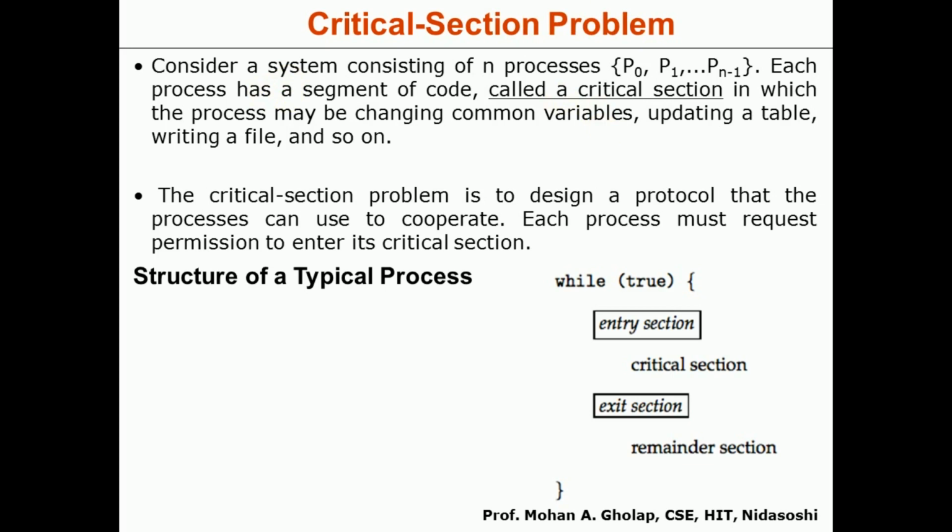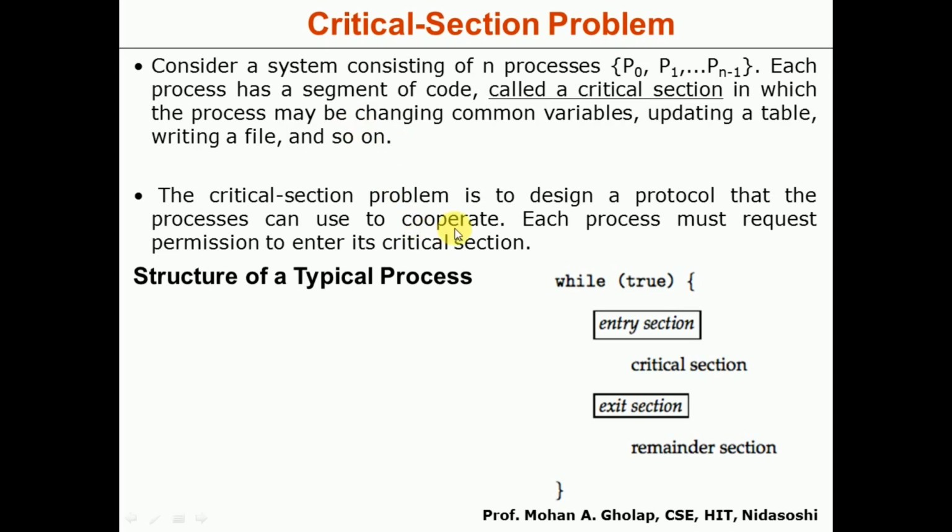The critical section problem is to design a protocol that the processes can use to cooperate. Each process must request permission to enter its critical section, very important. So whenever a process wants to enter a critical section, first it should send a request for permission. Once it has the permission, then only it can enter its critical section.